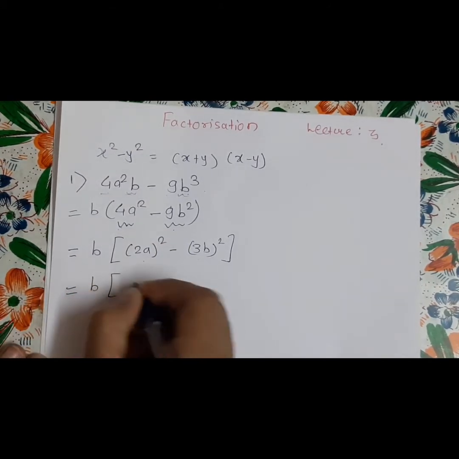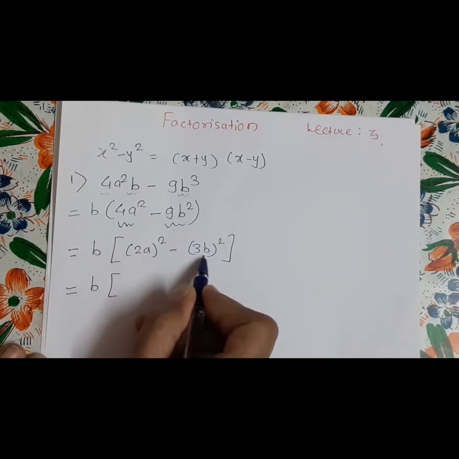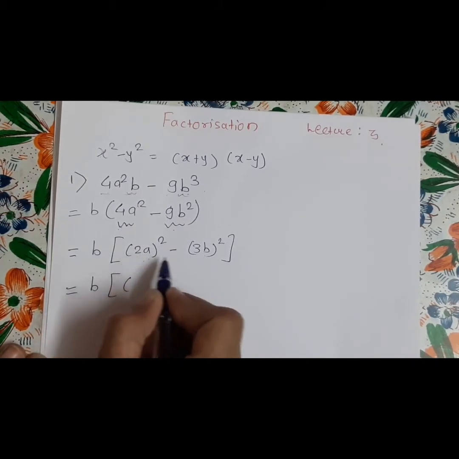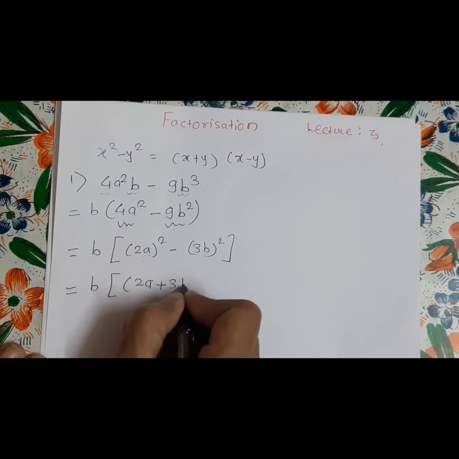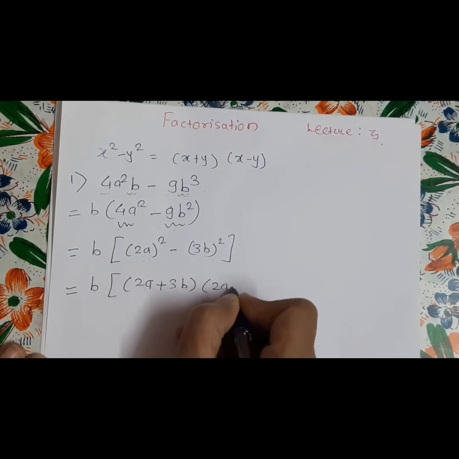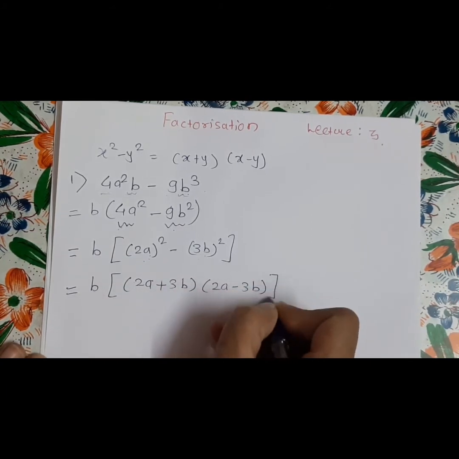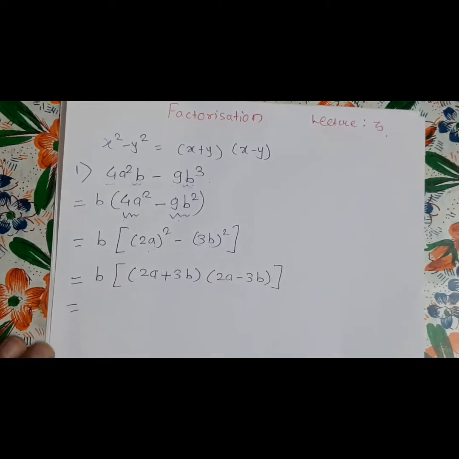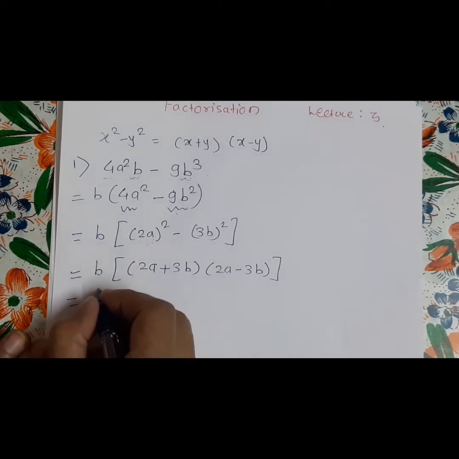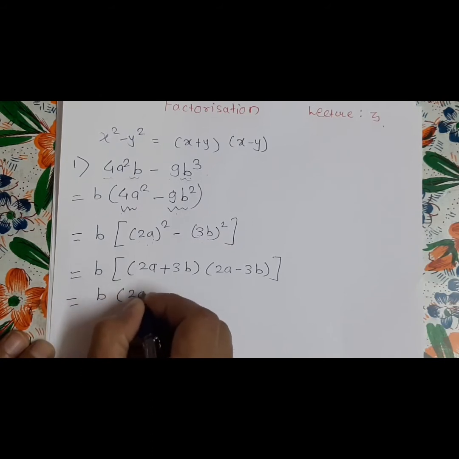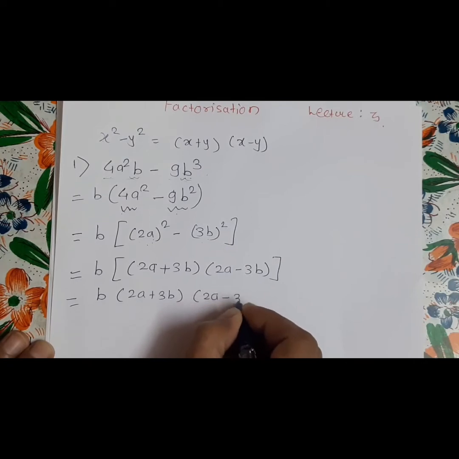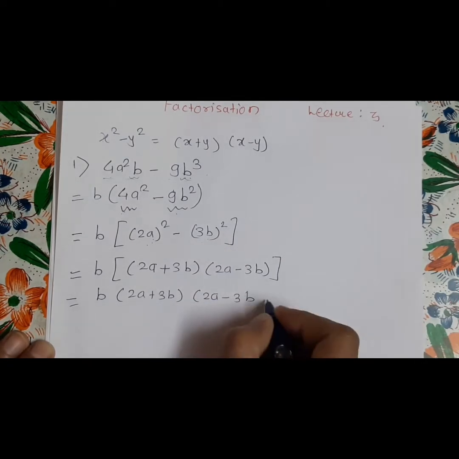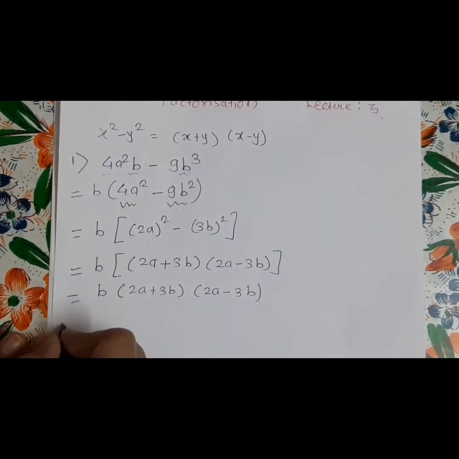Now apply the formula, that is x square minus y square is equal to x plus y into x minus y. Here x is 2a and y is 3b. So it is 2a plus 3b into 2a minus 3b. So what are the factors of the given algebraic expression? The first factor is b, the second is 2a plus 3b, and the third factor is 2a minus 3b. Okay, so we'll solve now the next example.